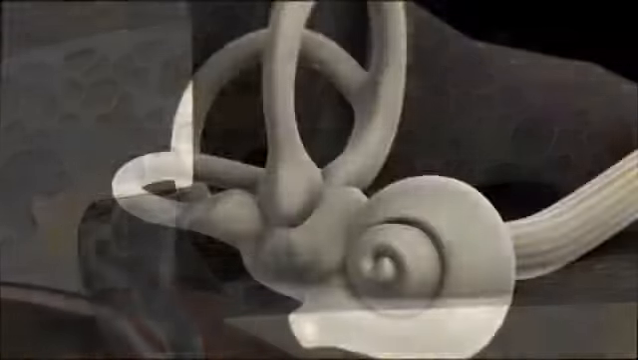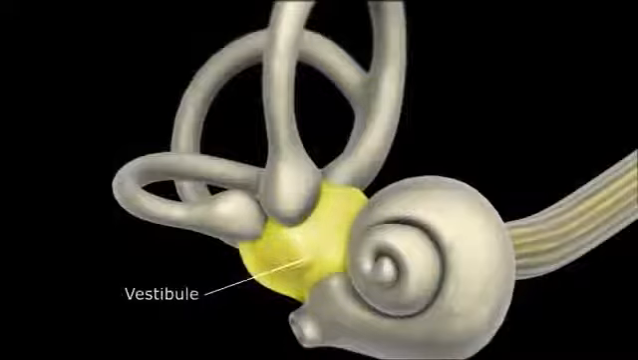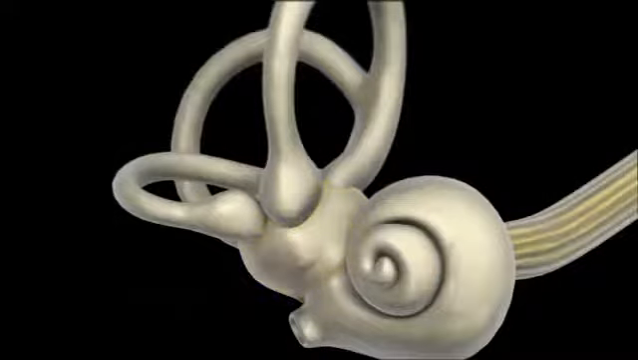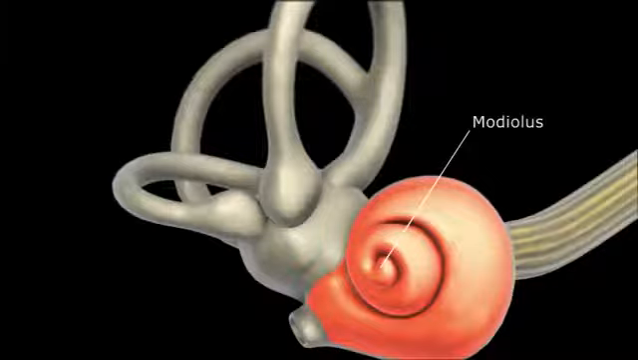The organ of Corti extends from the anterior part of the vestibule and coils for about 2.5 turns around a bony pillar, called the modulus.